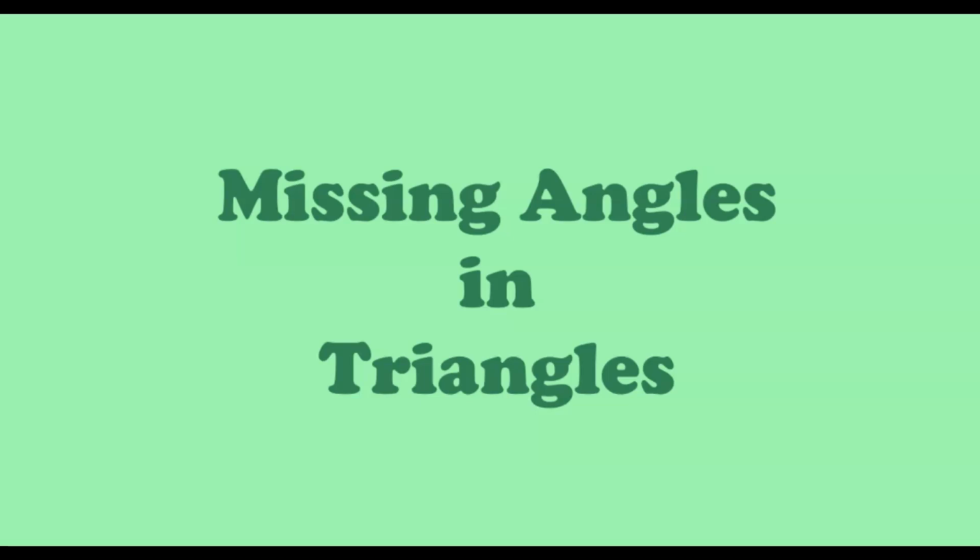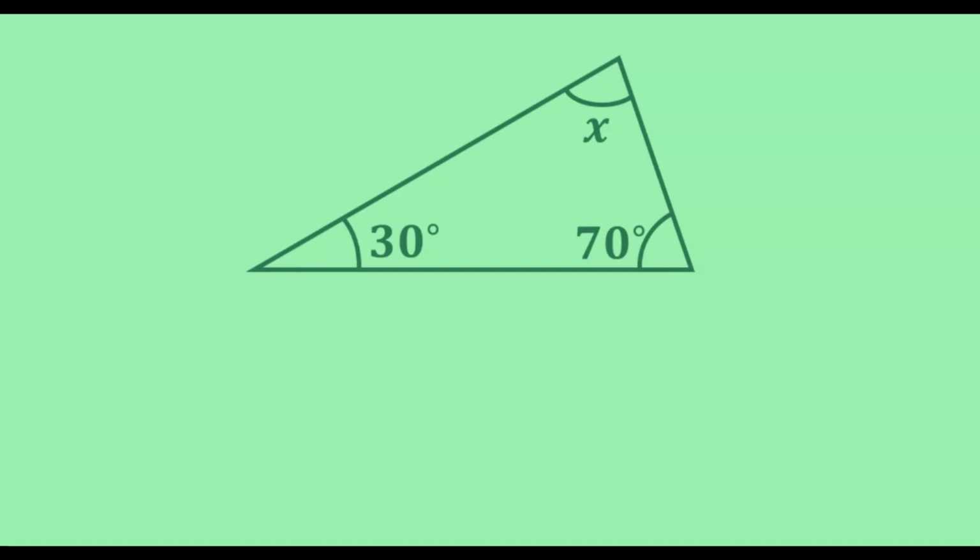In this video, we are going to learn how to determine the missing angle in a triangle if the other two angles are given. Suppose we have a triangle like this. Here we can see that we have been given two angles. One of the angles is 30 degrees, another angle is 70 degrees. And we want to find the value of the missing angle, which is x.